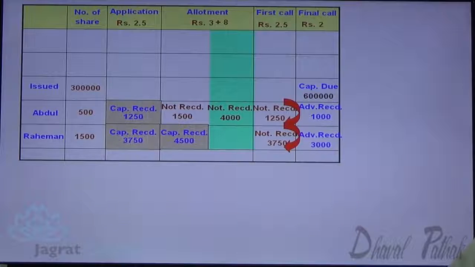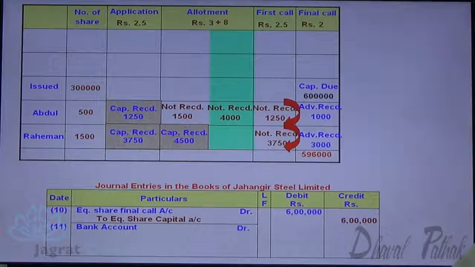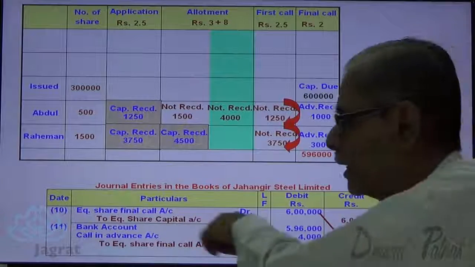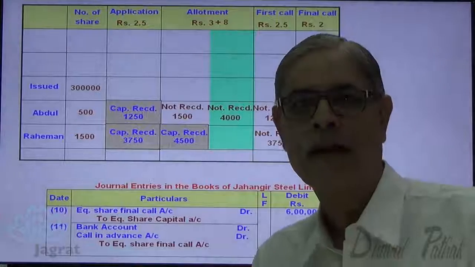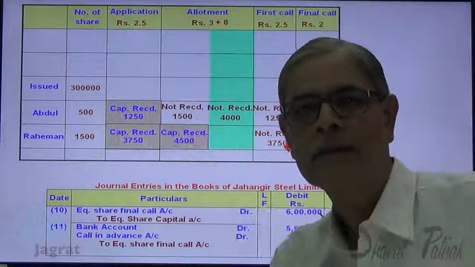Now I want to demand the final call. So amount demanded with final call at the rate of ₹2 per share. Equity share final call account debit to equity share capital account credit. Bank account debit. Calls in advance account debit to final call account credit. This is how final call demand and the amount received and the amount not received is adjusted with calls in advance. This is an important point that students should remember.